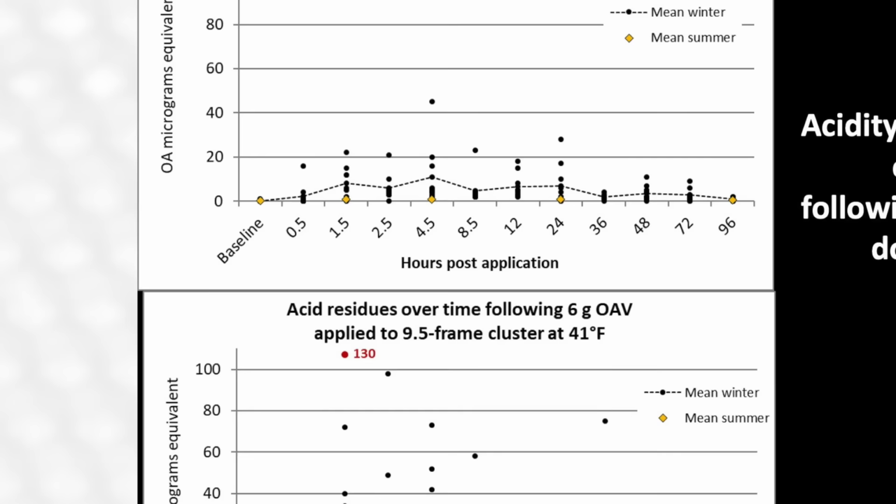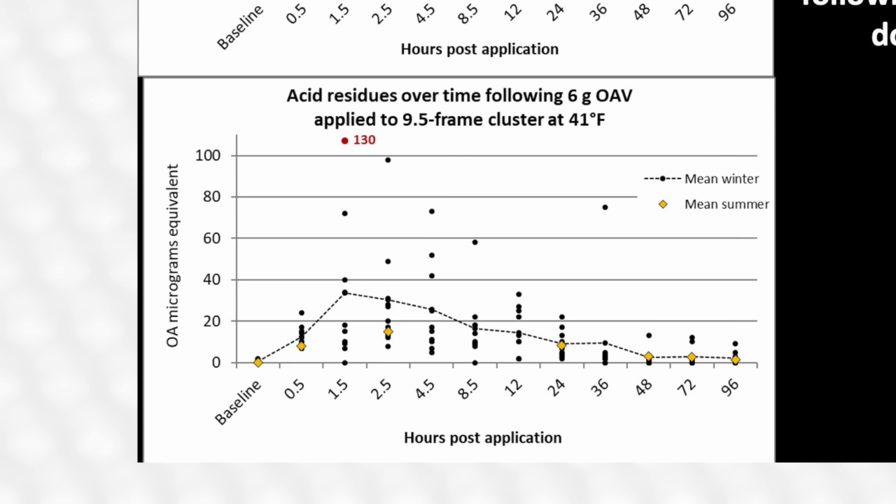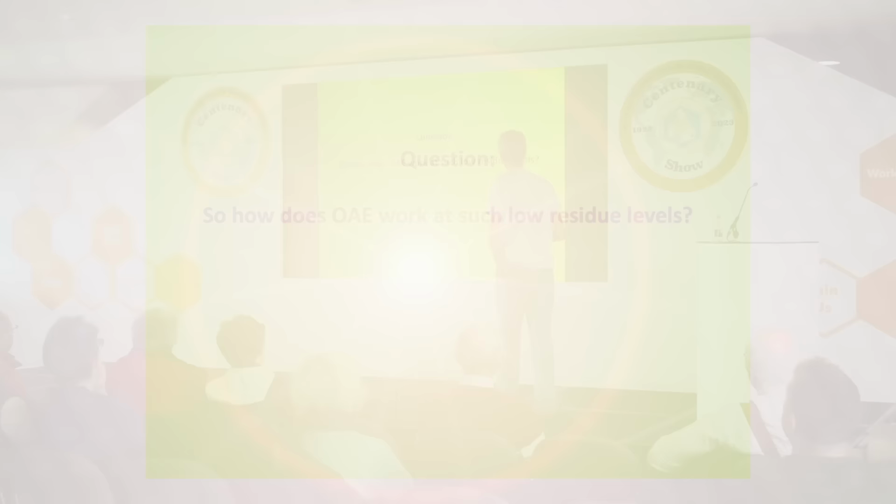If you do the 3 grams per brood chamber, the stronger treatment, we're up in that 30 range where you start getting some efficacy. So that's why the legal treatment right now is too low. You don't get up enough to do it. So how does it work at such low residue levels?